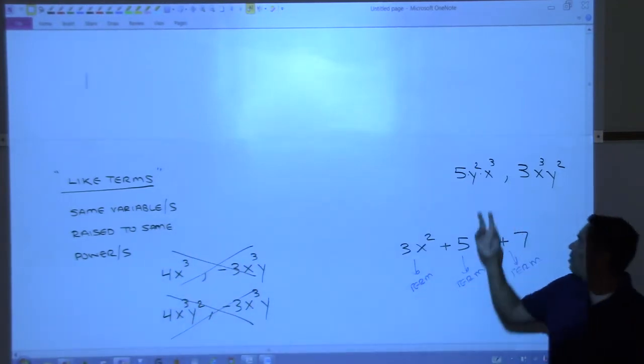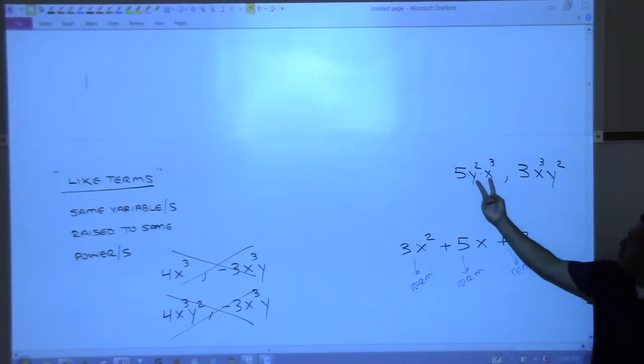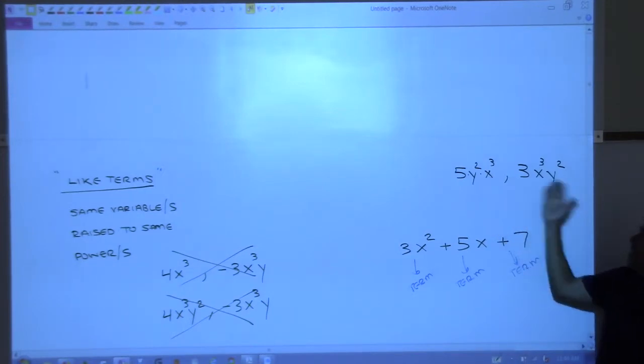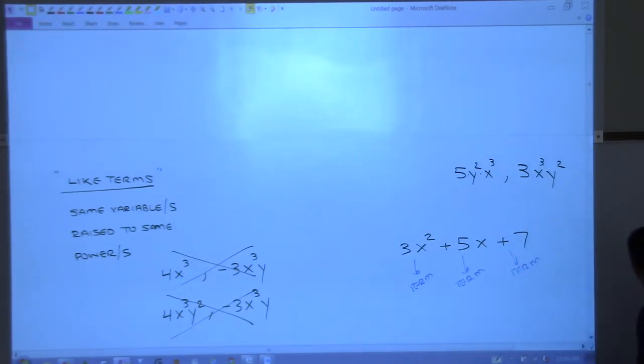So because multiplication is commutative, you could just flip this over, it'd be the same thing, and then they would match, right? Okay, so good question.